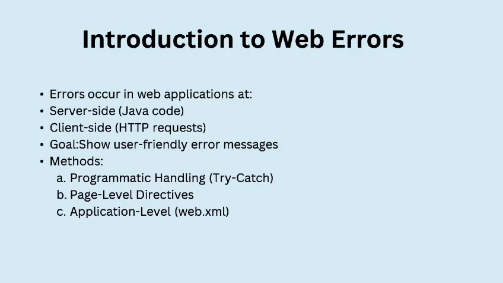The main goal of error handling is to display user-friendly messages instead of technical errors so users can understand what went wrong. There are three main methods to handle errors. First one is programmatic handling using try-catch method. Second one is page level directives in JSP. And the third one is application level configuration using web.xml.